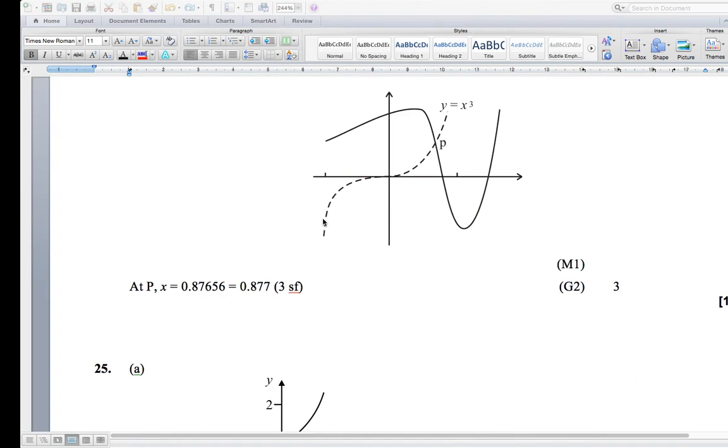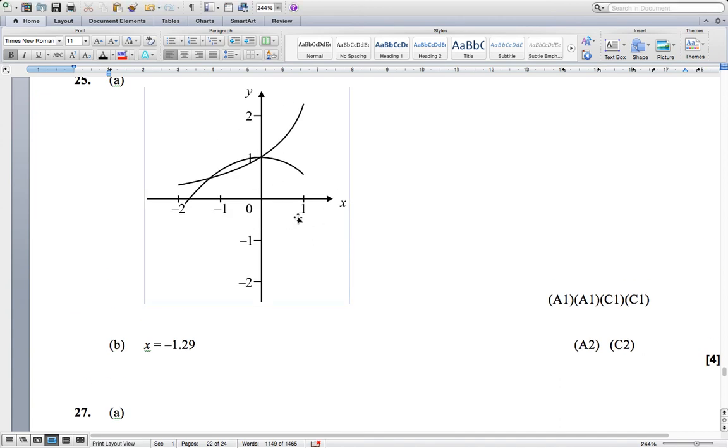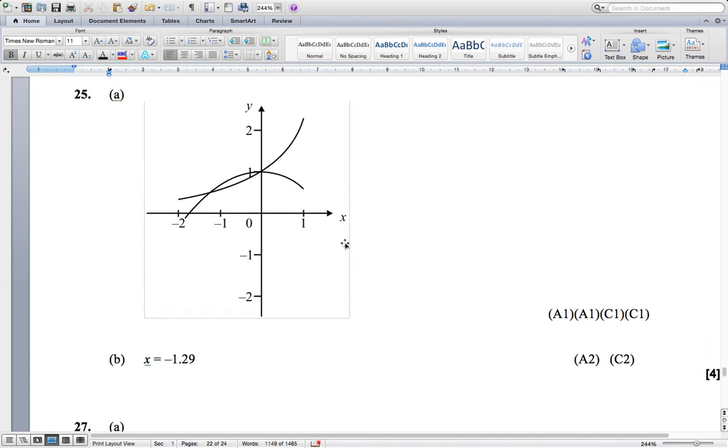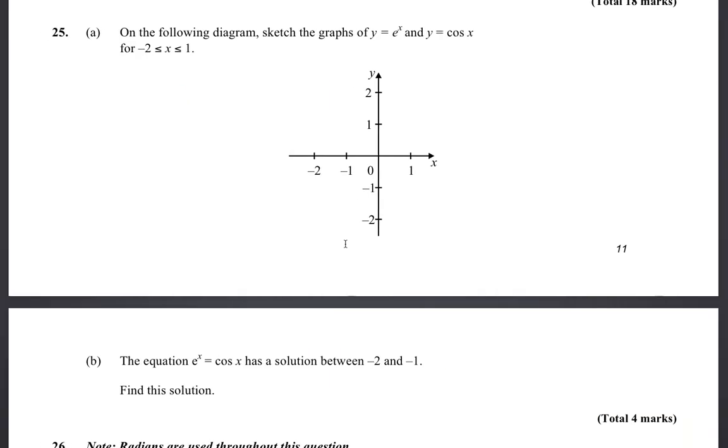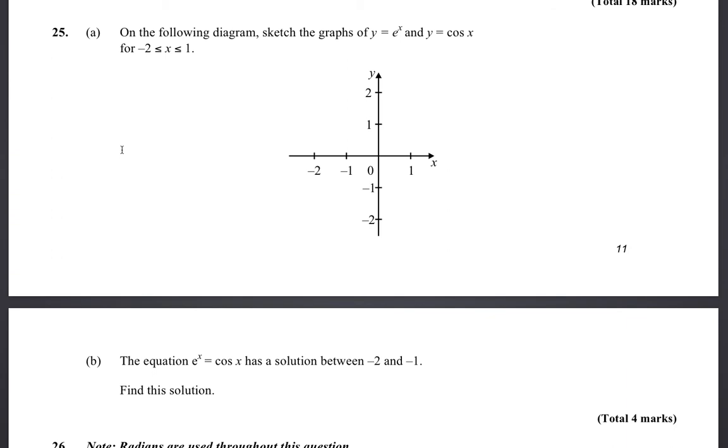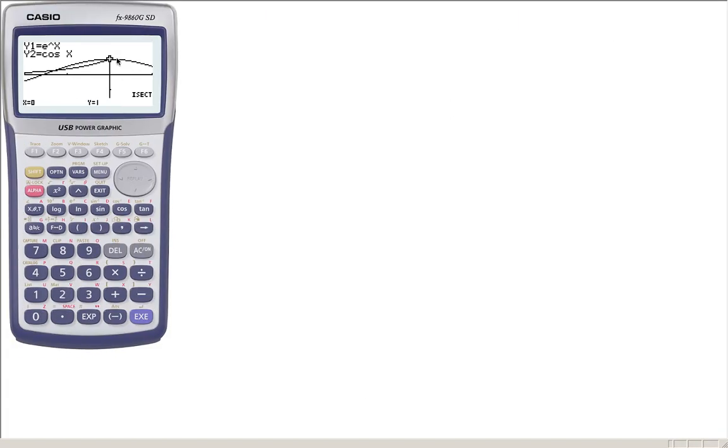Okay, so let us look at the mark scheme first. So this is the mark scheme, and the solution between -2 and -1. So G-Solve, intersect. Yeah, that is the answer, -1.29, because it has to lie between -2 and -1. Okay, it has another solution. I mean, the two curves intersect at another point at 0, but that lies outside the interval -2 and -1. Okay, so that's it.